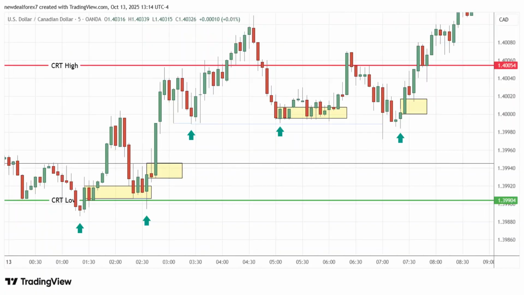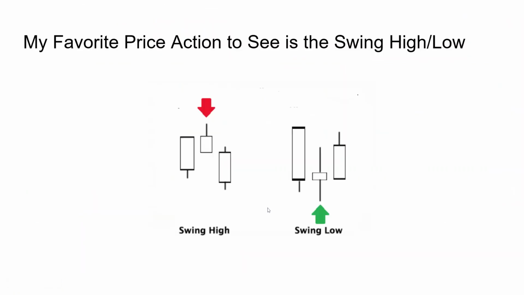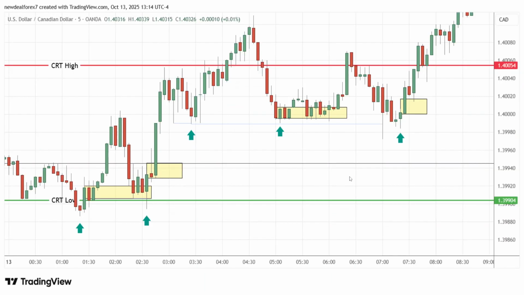On the 5-minute chart, right here, this is the first one. 1, 2, 3. See that? Let me go back. See that swing low? 1, 2, 3. When I see that price action, I try to load up on my positions right here.